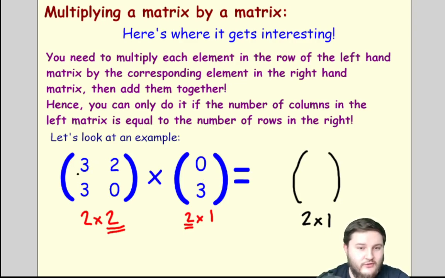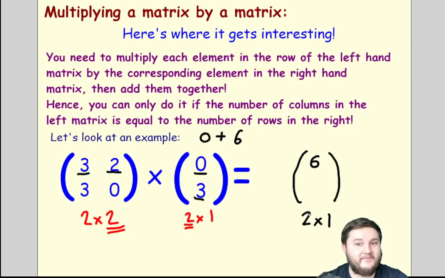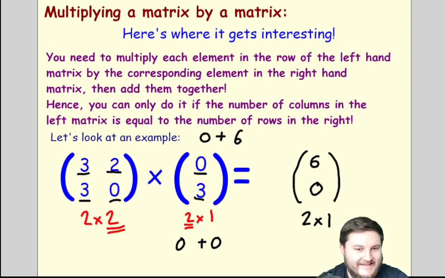So in other words, you do 3 times 0, which is 0, plus 2 times 3, which is 6. So this top number is going to be 6. And then for the bottom number you do 3 times 0, which is 0, plus 0 times 3, which is 0. So the bottom number is going to be 0. So the answer is 6, 0.